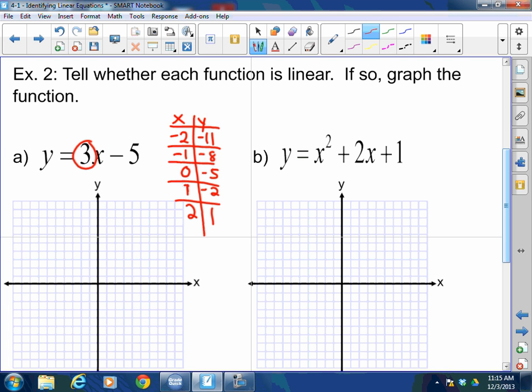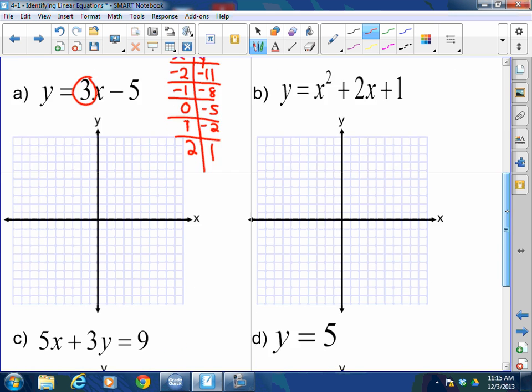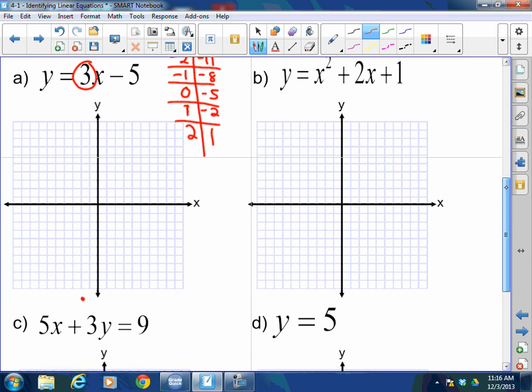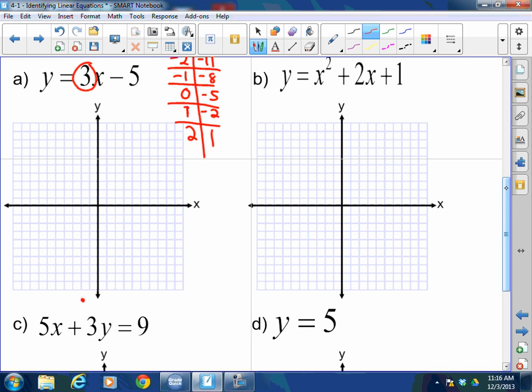Now let's graph it. Negative 2, negative 11. That's actually going to be way down here. Sorry, I actually only have up to 10, so we're going to have to estimate. Negative 2, negative 11 would be about here. Then we have negative 1, negative 8. 0, negative 5. 1, negative 2. And 2, 1. And that's it. It's a straight line. No zigzags, no U-shapes, no curves. You're done.